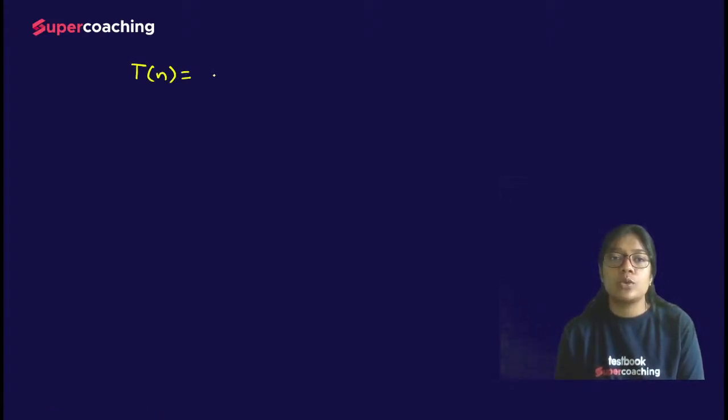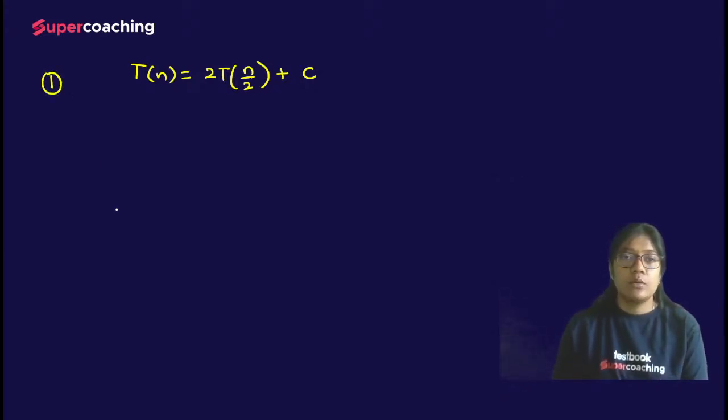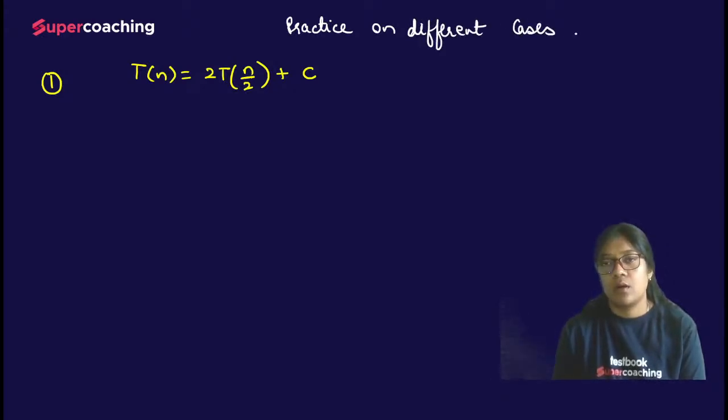T of n is equal to 2T of n by 2 plus constant. What should be the answer? What will be the time complexity for solving this recurrence relation? Practice on different cases of Master's theorem. I'm just taking the cases from the basic Master's theorem.